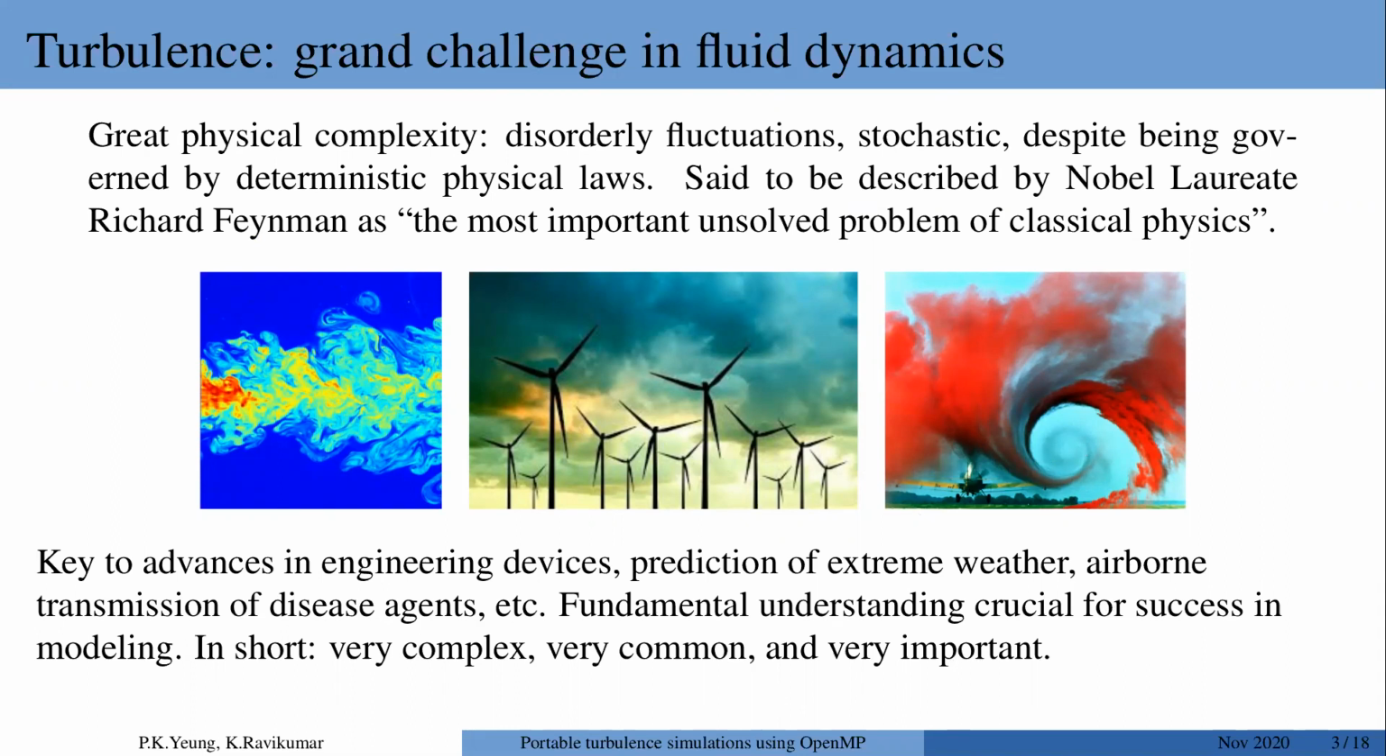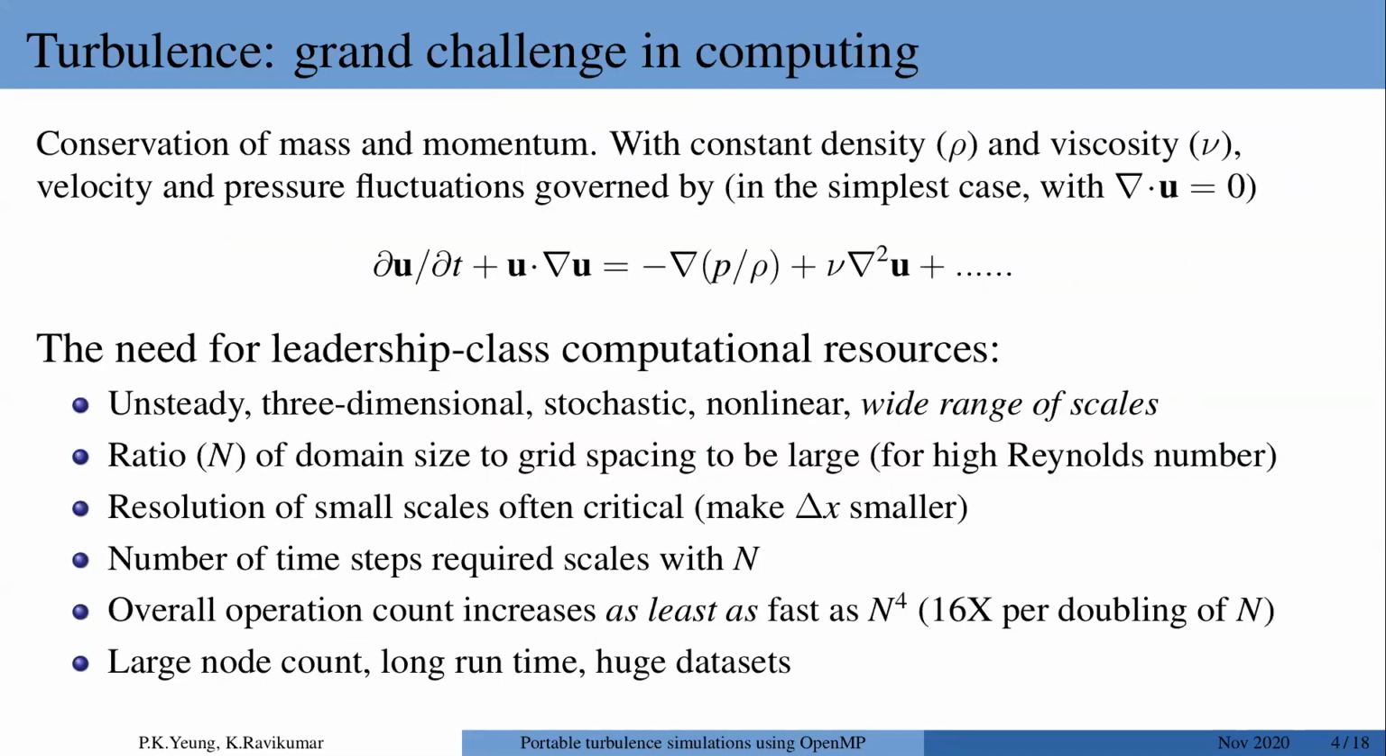But the complexity is that in all of these applications, there are disorderly fluctuations. The flow has a random or stochastic nature, despite being governed by deterministic physical laws. Even one of the well-known Nobel Prize winners considered turbulence to be important. If we want engineering devices that are more efficient, predict extreme weather more reliably, and understand airborne transmission of disease agents and so forth, we need to model turbulence. And before we can do the modeling, we need some fundamental understanding, which is what the simulations are about.